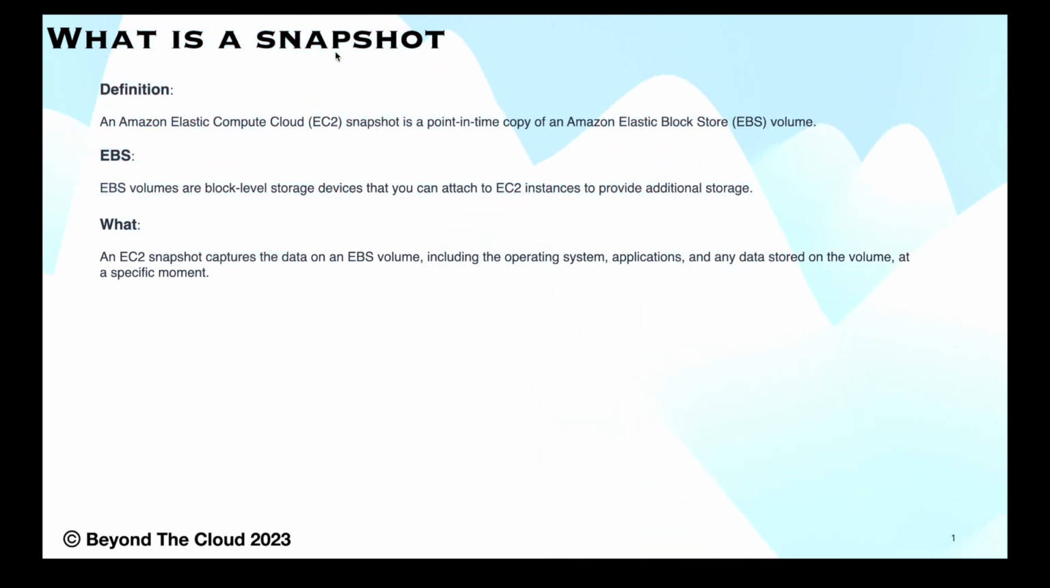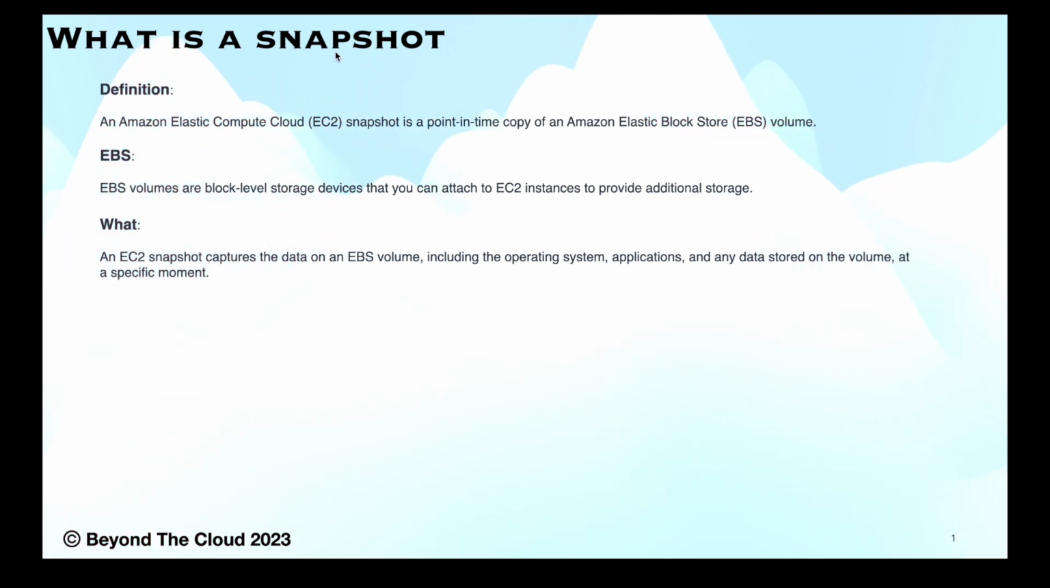So what does this snapshot actually do? An EC2 snapshot captures the data of an EBS volume at a point in time. It captures more than that, not only the data, but also the operating system, applications, and any data stored on the volume at that specific moment. A snapshot takes the whole volume backup and keeps it there, and whenever we need, we can restore the file from the snapshot. This is what it actually does.